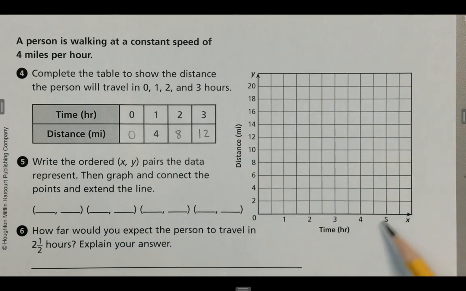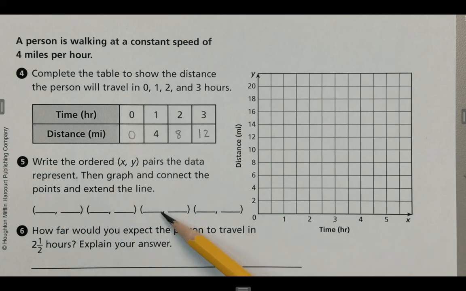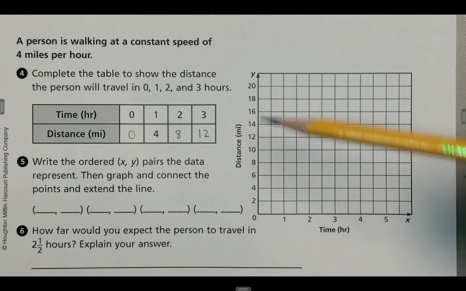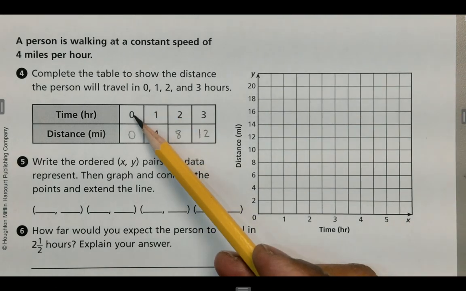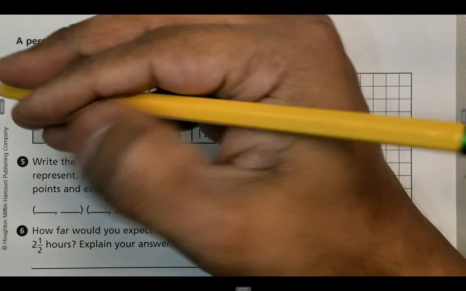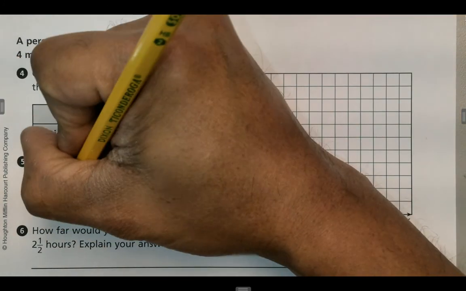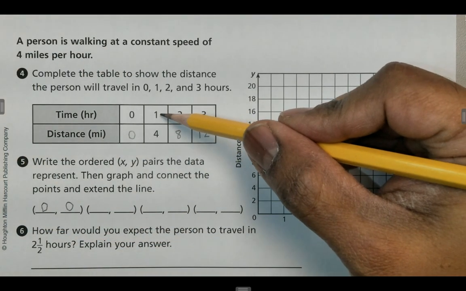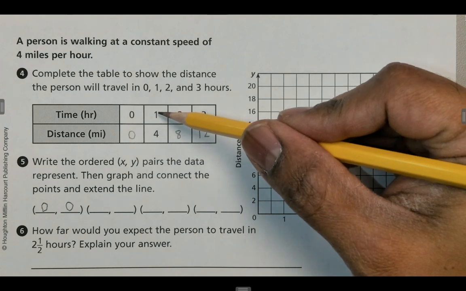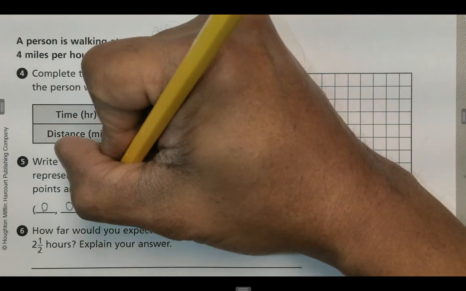So looking at this grid, the x-axis, or the number on the left in each ordered pair, shows us time, while the y-axis shows us how far they've gone in distance. So the first point is 0, 0. You've been gone for 0 hours, you have gone 0 miles. The next point will be 1, 4. If you've been walking for 1 hour, you will have traveled 4 miles.